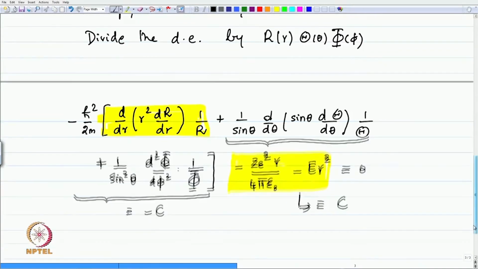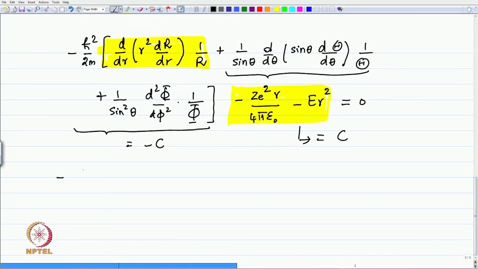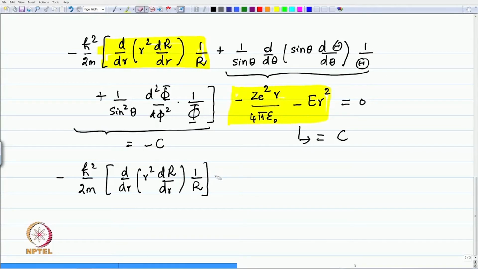Okay. So, we have two equations, one for the radial equation: minus h bar square by 2m, d by dr of r square dR by dr, divided by R, plus, so that is a kinetic energy term, and then you have the potential energy contribution, minus Z e square r by 4 pi epsilon naught, minus E r square, minus C is equal to 0, because this whole thing is C, and if you write it in the standard form, you can now get rid of this R and multiply everything by the R. So, you have the R here and C R. This is the radial equation.